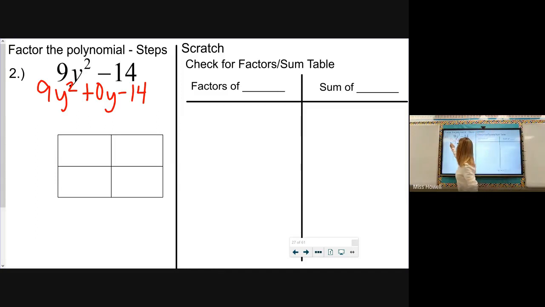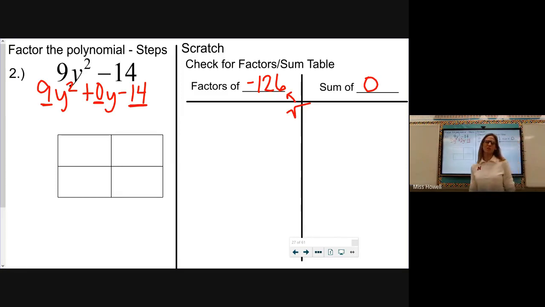So 9 is our leading coefficient. We have to multiply that with our constant term of negative 14. That's going to give us a negative 126. We need that number here in the middle to be a 0 when we add up our digits. So remember, when we want a 0, that means we're going to square root this number.